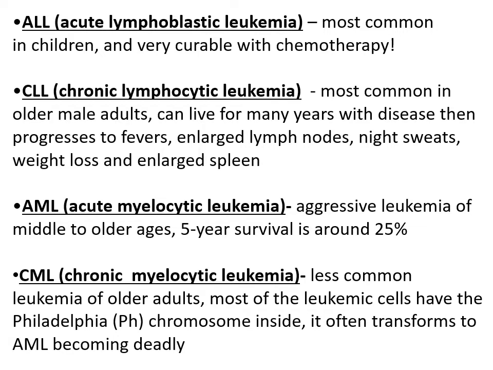When we go to the myelocytic type of white blood cell, we have AML, very aggressive tumor that I mentioned in kind of mid-adulthood, sometimes in your 30s, 40s, or 50s, and CML, which is less common, but again, it's a leukemia of older patients, and often a chronic leukemia over years just mutates and becomes an acute leukemia, which is typically very resistant to any treatment. Okay.